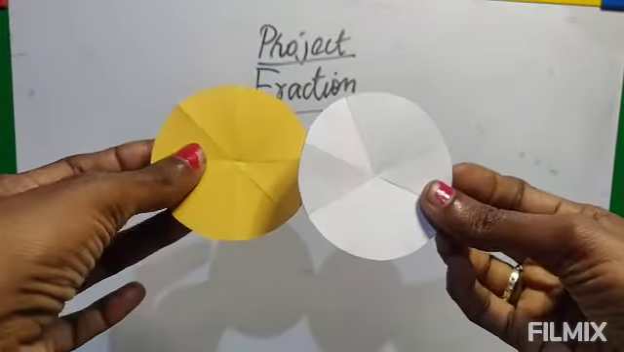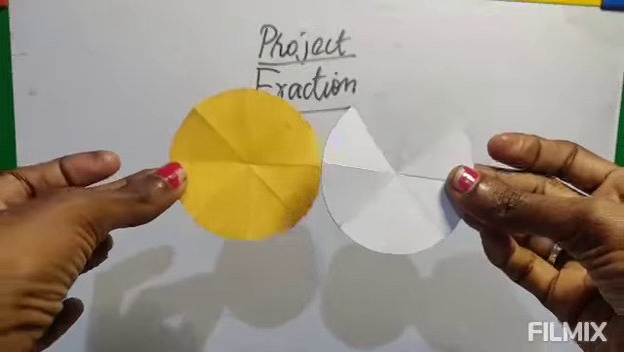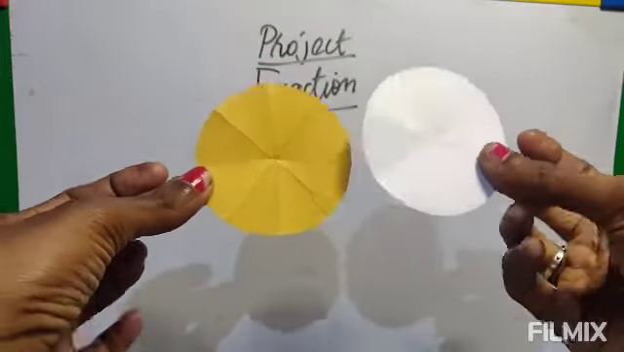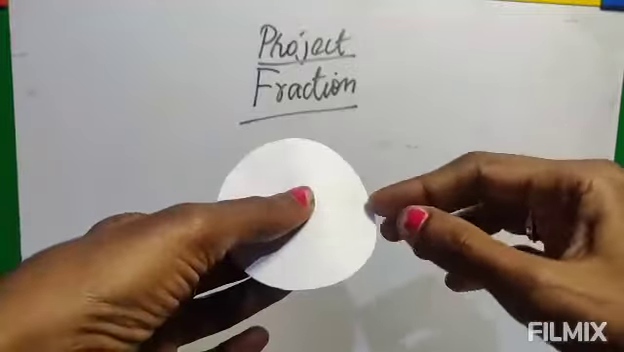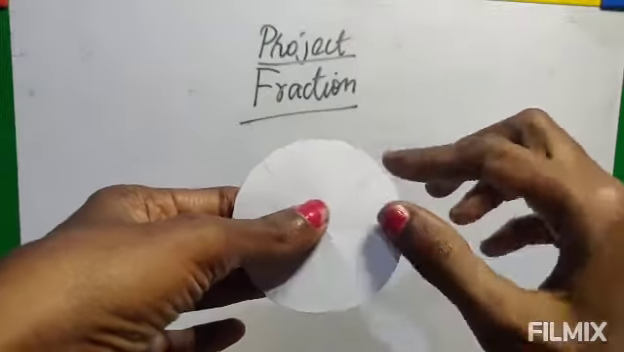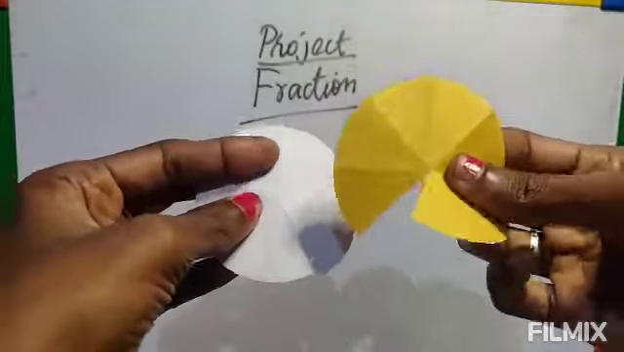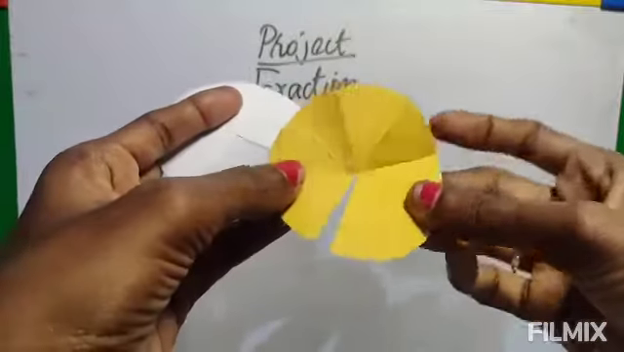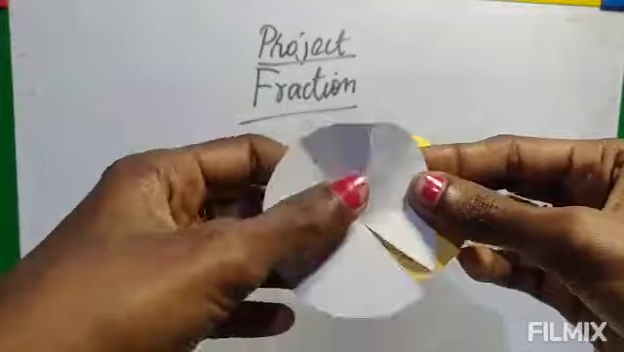So now I have taken this circle, two colors I have taken. You also take two colors. Then after that, you cut any one part. Now see here, I have cut like this. Not full, only up to half, near the center, only that much you will cut. That way I have cut.